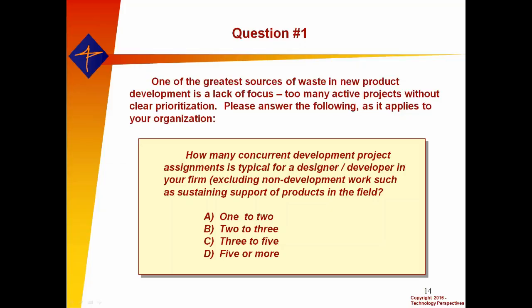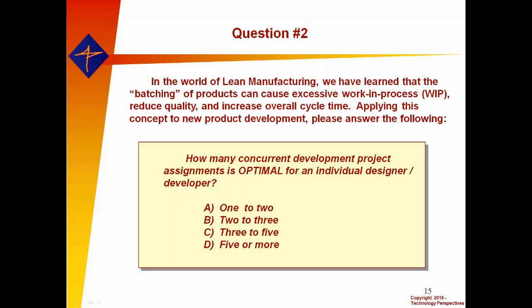So the results of our poll here: 15%, 1 to 2, 35%, 2 to 3, 30%, 3 to 5, and 20%, 5 or more. Well, that matches pretty well with the sampling that I just took. So this sort of segues directly into the next question. In the world of lean manufacturing, we've learned that batching of products can cause excessive work in process and reduce quality.